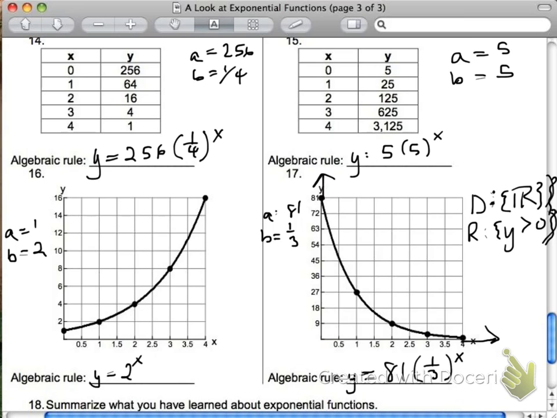What about over here? What's the domain? All real numbers. Does it keep going this way? Yes. Will it keep going this way? Yes. So my domain is all real numbers. There are no arrows on the graph, but you assume it continues. What's the range? Greater than zero. Y is greater than 0.